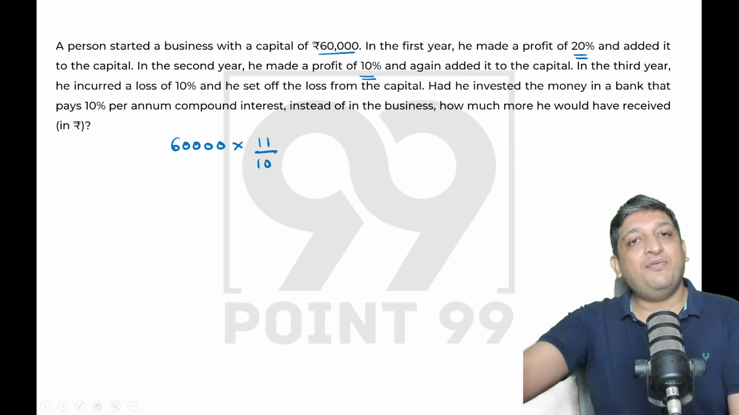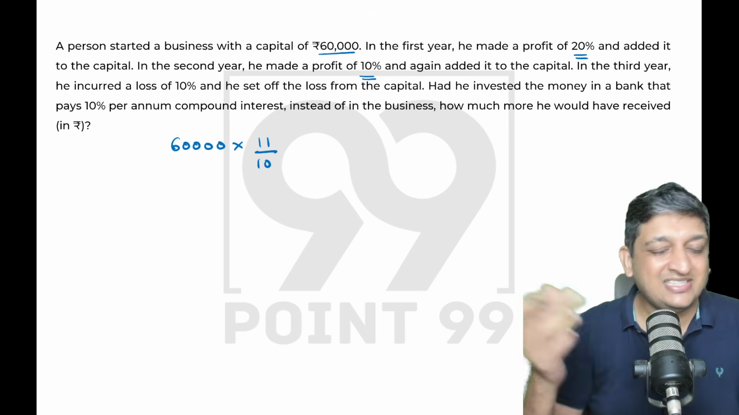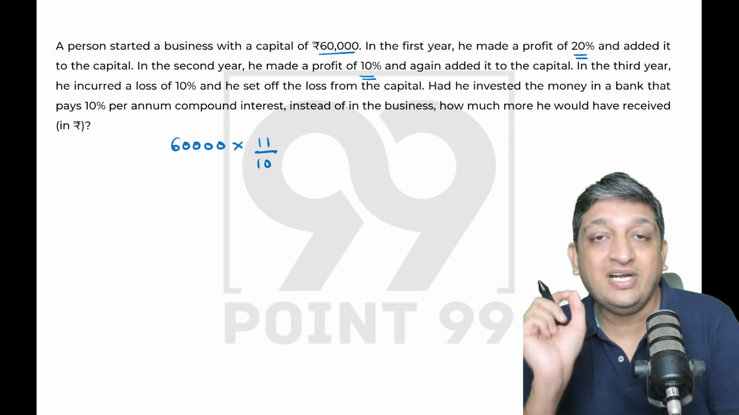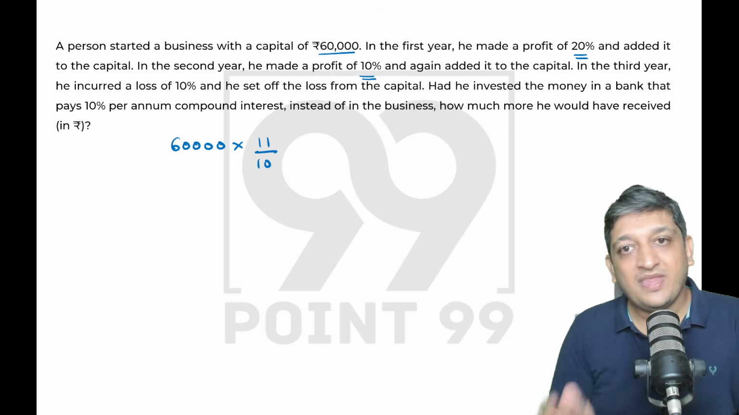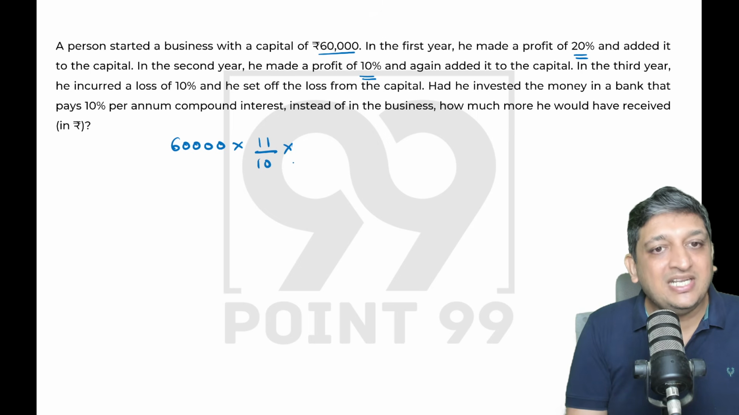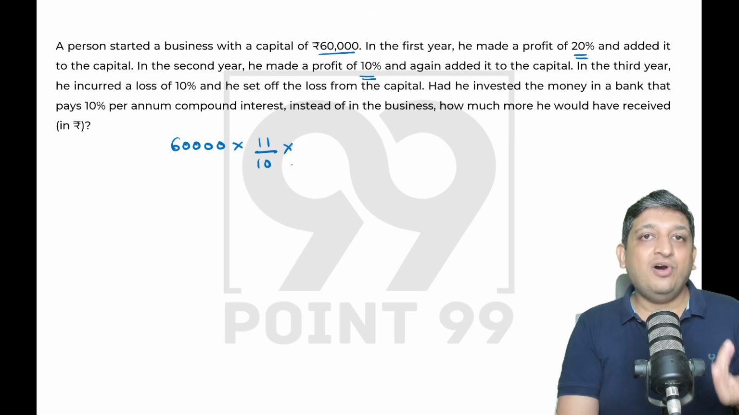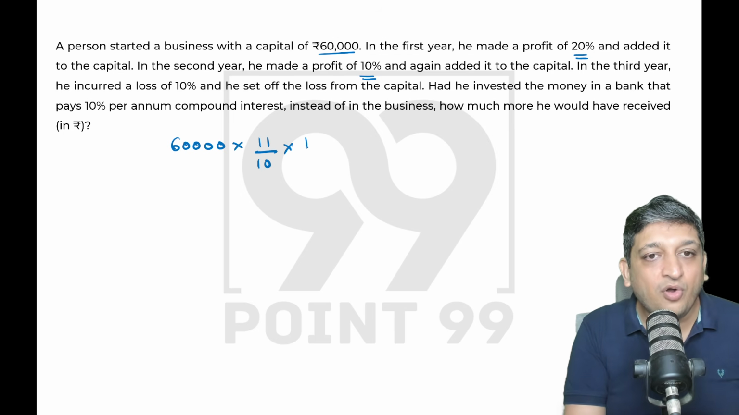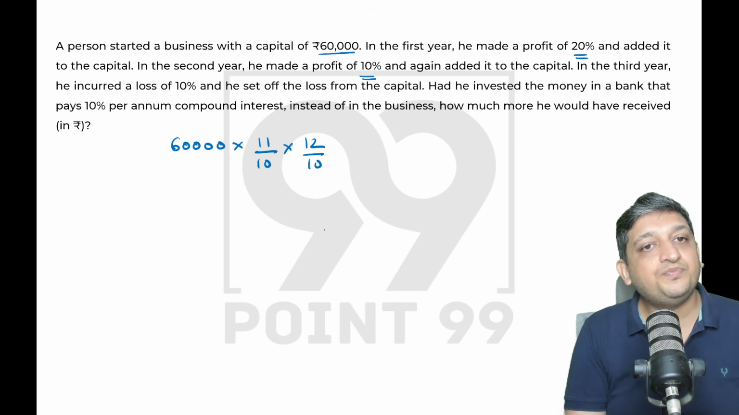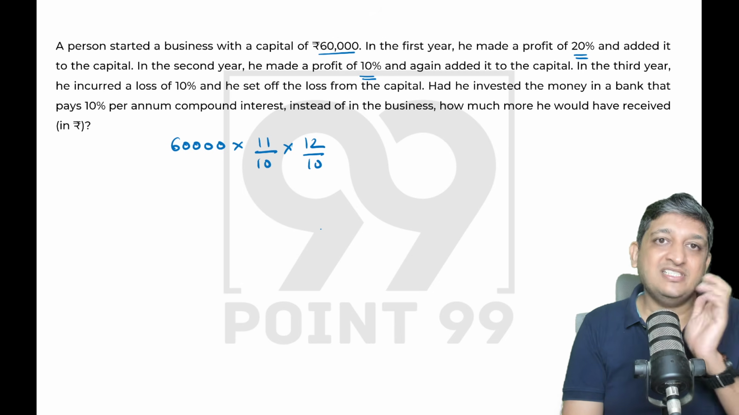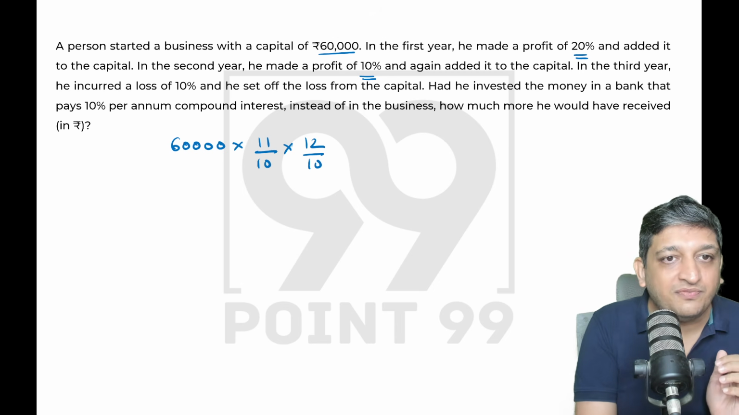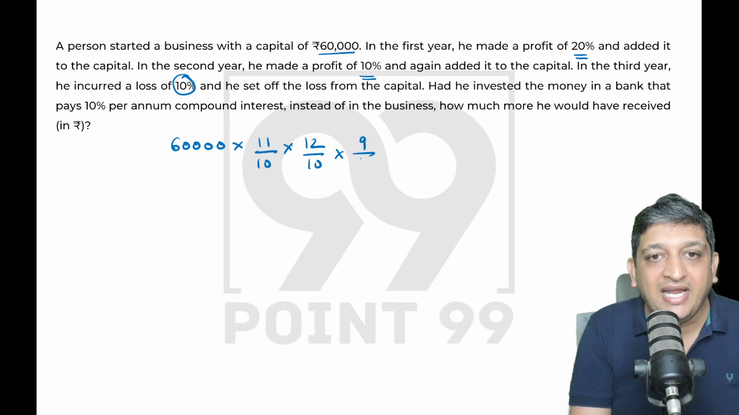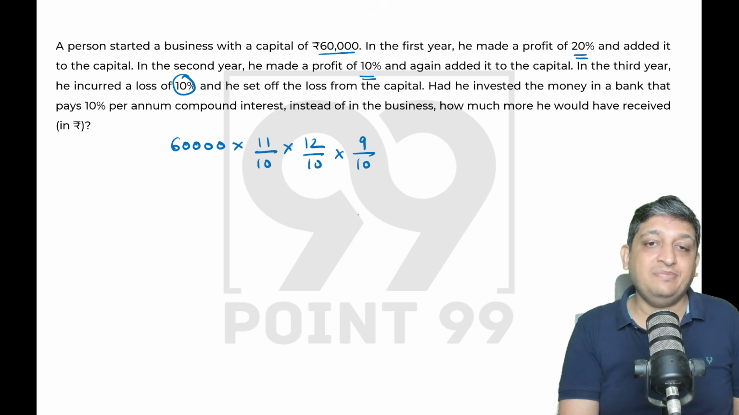He could have made a profit of 20% in the second year. You can just change the order. It will not matter at all because in successive percentage change, the order does not matter. So if he made a profit of 20%, then what would have happened? His value, whatever he had earlier, would have become 120 by 100 times of itself, or 12 by 10 times of itself. In the third year, there was a sad situation and he made a loss of 10%. So what happened to the value that he had? The value became 9 by 10 times of itself because it fell by 10%.